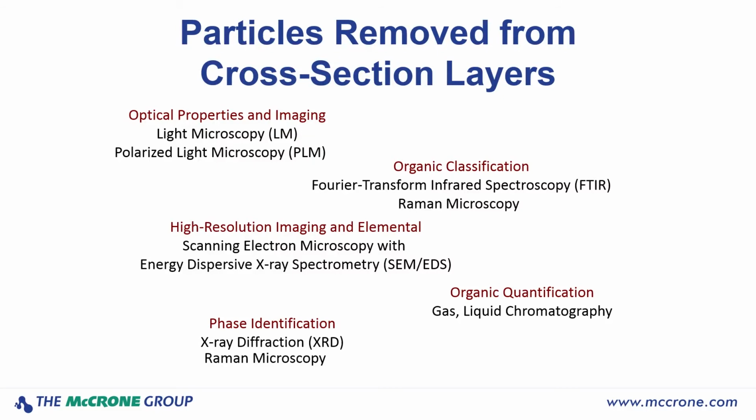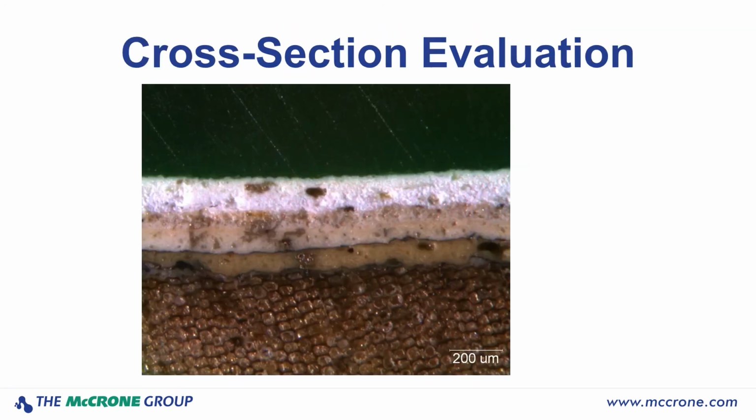For the final portion of this seminar, I'd like to talk about particles removed from cross-sections and layered samples. We receive many of these at McCrone Associates. We use several different techniques on particles removed from cross-sections, including optical properties, organic classification, SEM-EDS, quantification by organic methods, and also phase identification. So to give you a quick overview, we'll have a cross-section sample, such as this cross-section of paint.